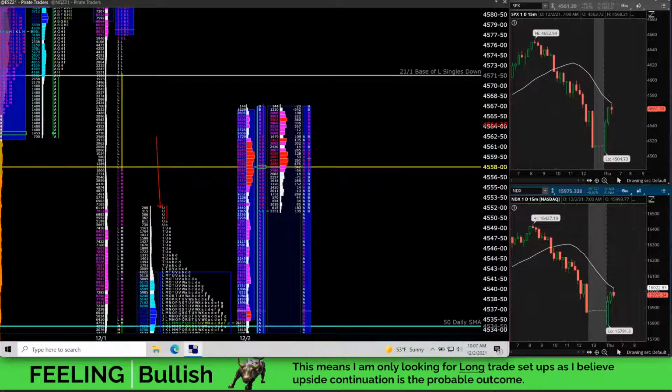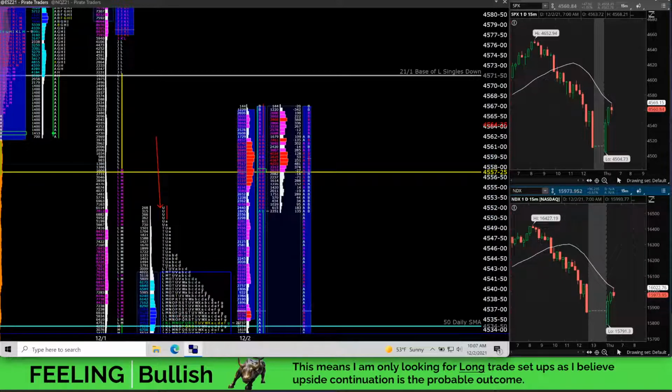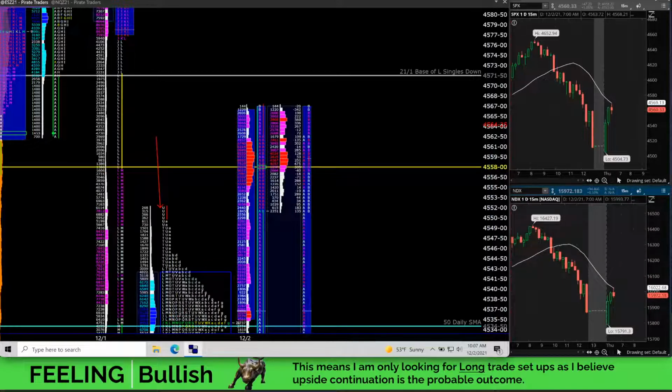Philip: Looks like the ES took out the single prints from the M period. Correct, it did. Like butter in the first 5 minutes of the day. It had no problem taking those out.